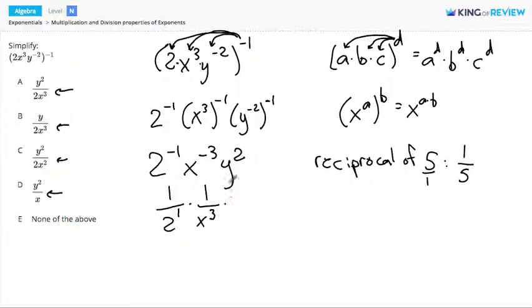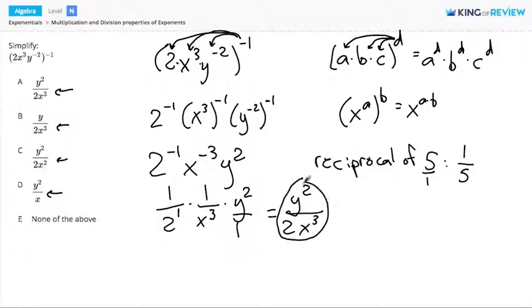Now y is already okay. Y to the second already has a positive exponent. It doesn't need to move to the denominator. It doesn't need a reciprocal. If we think about y squared as y squared over 1, we can very easily multiply these three fractions together by multiplying across the top, which just gives us y squared, and multiplying across the bottom, which gives us 2 times x to the third. And that's what our expression simplifies down to.